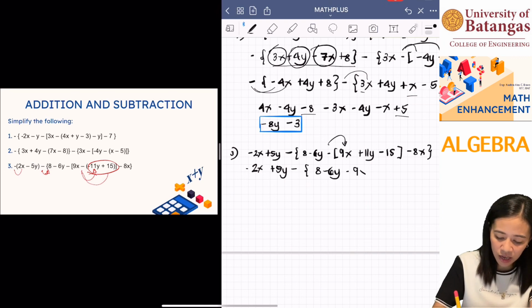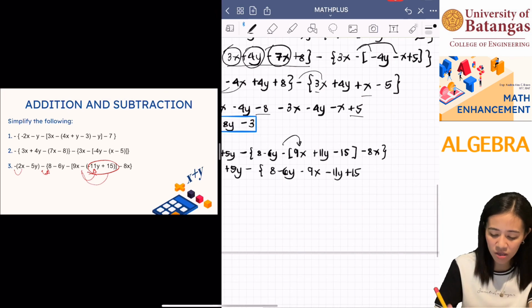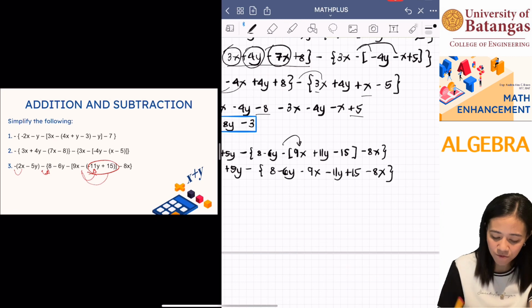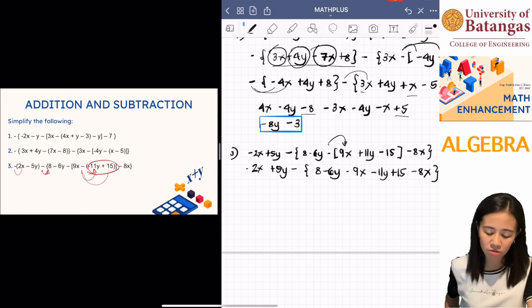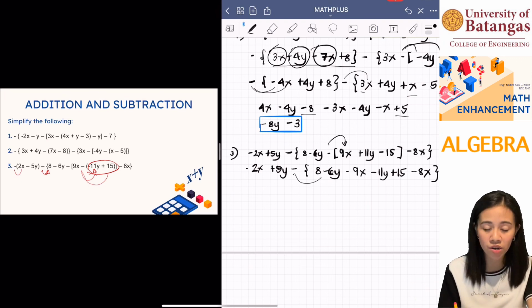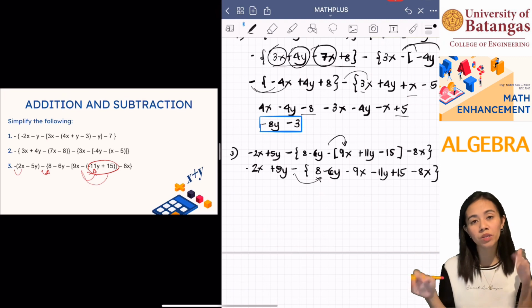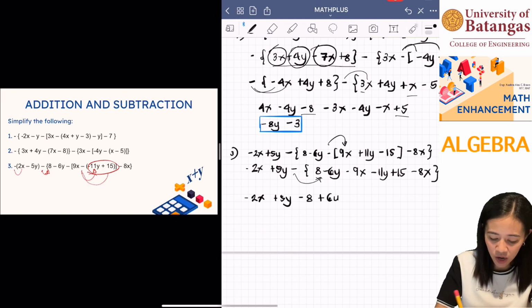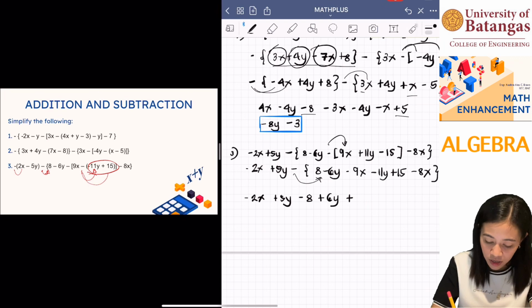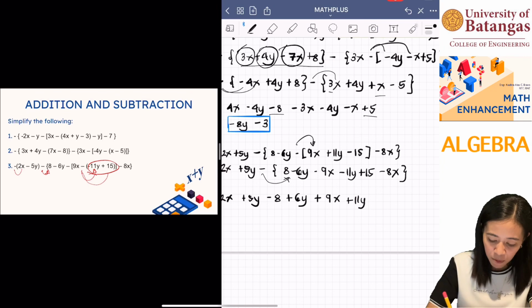So, you get negative 9x, negative 11y, positive 15. Okay? Mariremove na yung brackets, and then I'll get negative 8x. Okay. And then if you want, pwede na nating i-simplify siya ng diretso, pero para safe tayo lahat, you distribute first. Kasi para mawala yung grouping symbols natin ng braces. So that would be negative 2x plus 5y minus 8 plus 6y plus 9x plus 11y. Okay. Minus 15 and then plus 8x.